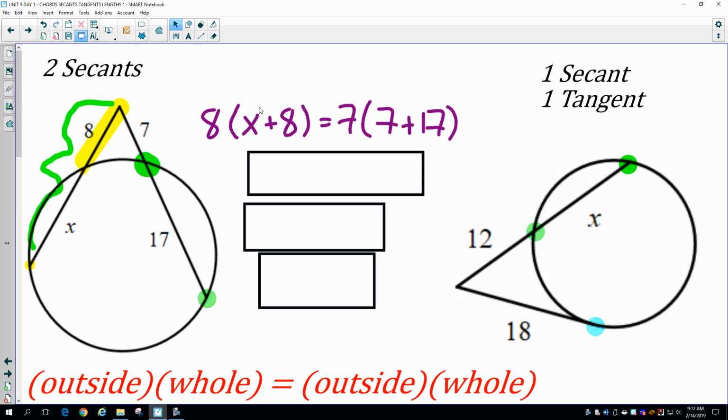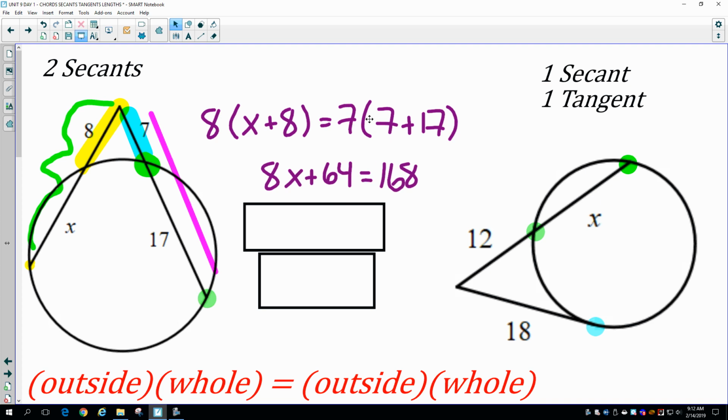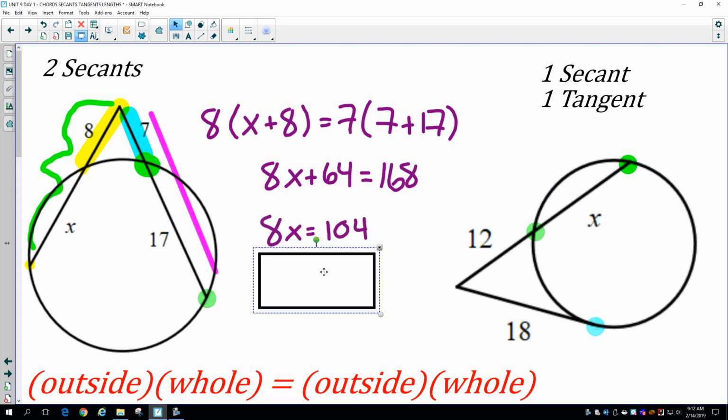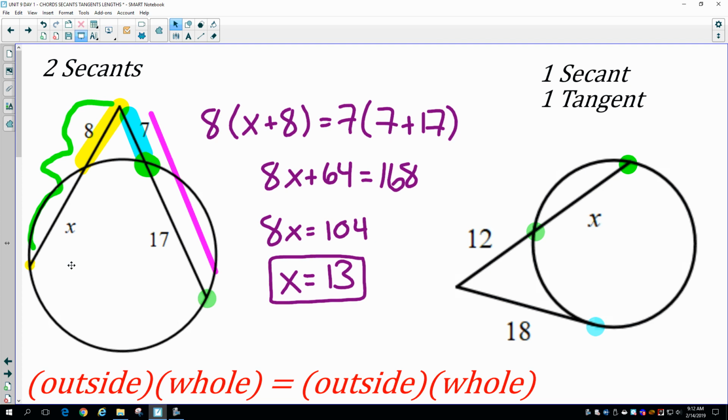So that looks like this. Outside 8, whole thing 8 plus X. Similarly, the outside piece of the other secant is 7, and I multiply that by the whole thing, 7 plus 17. And you could just add those together. 7 plus 17 is 24. And so now I have an algebra equation to solve. I need to make sure I distribute 8 times X and 8 times 8, 7 times 24, and then I just solve. So the inside portion of this secant segment is 13 long.